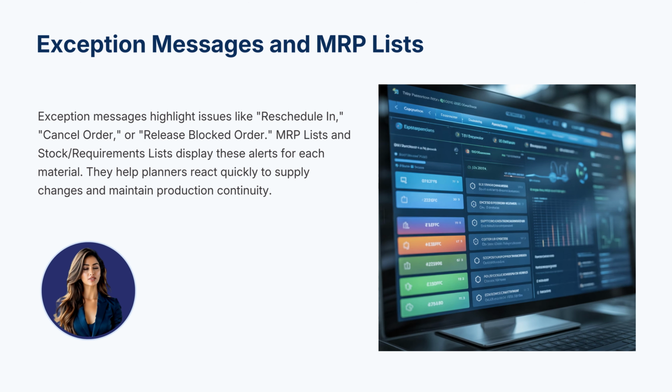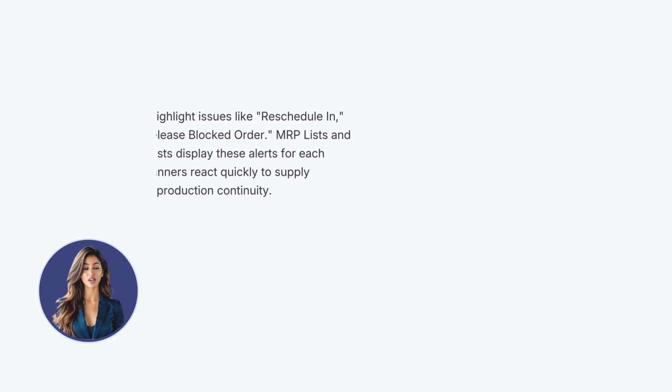Exception messages are MRP's feedback system. They alert planners to issues like late deliveries, order rescheduling, or excess inventory. These are visible through MRP lists and stock requirements lists in Fiori apps. They allow planners to focus only on materials needing attention, improving responsiveness and efficiency.